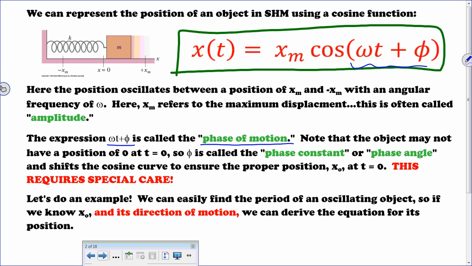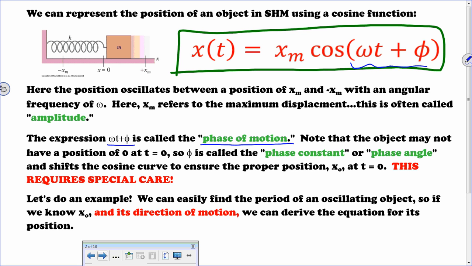So phi is what's called the phase constant, also sometimes called the phase angle. As if it wasn't confusing enough, they give two names to the same thing. All right, and basically all it does is it shifts the cosine curve either to the left or to the right to make sure that you're at the right position at time 0. Again, I will show you all of this in a concrete example in a minute. Follow? Okay. You need to be super, super careful when you do that, okay?